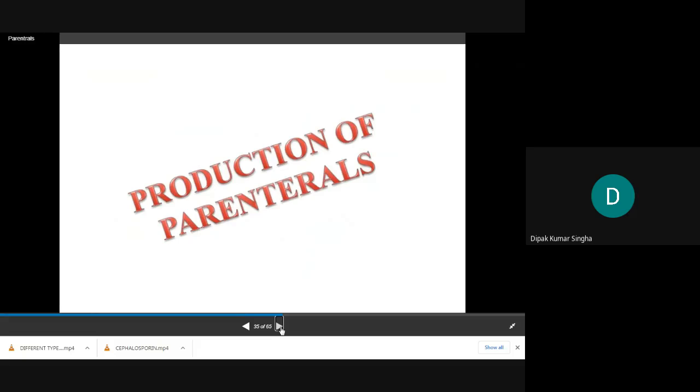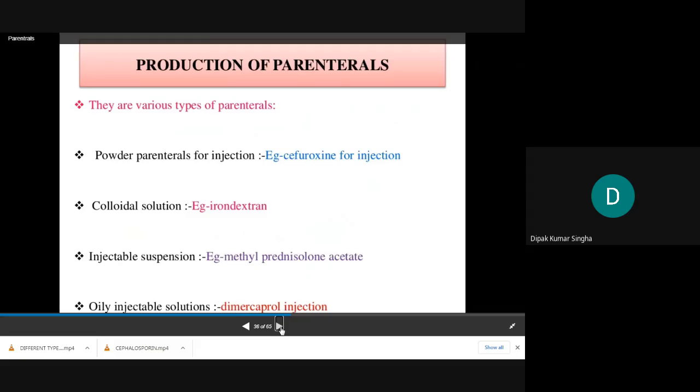Then the production of the parenterals. In production of parenterals, there are various types of parenteral preparation.